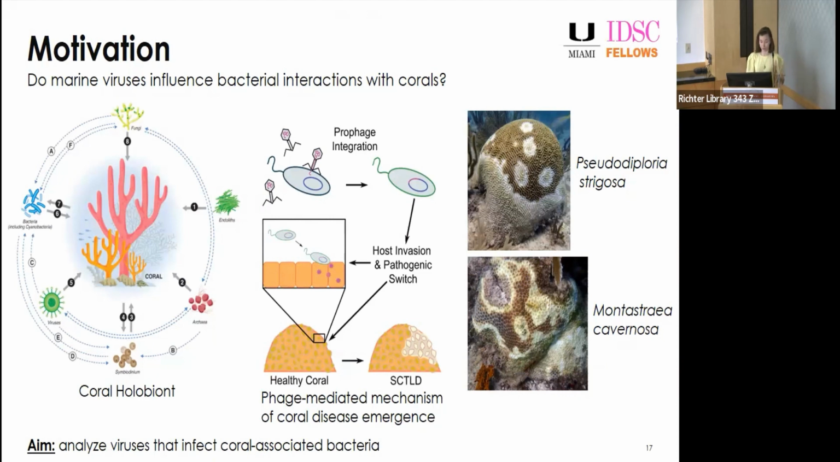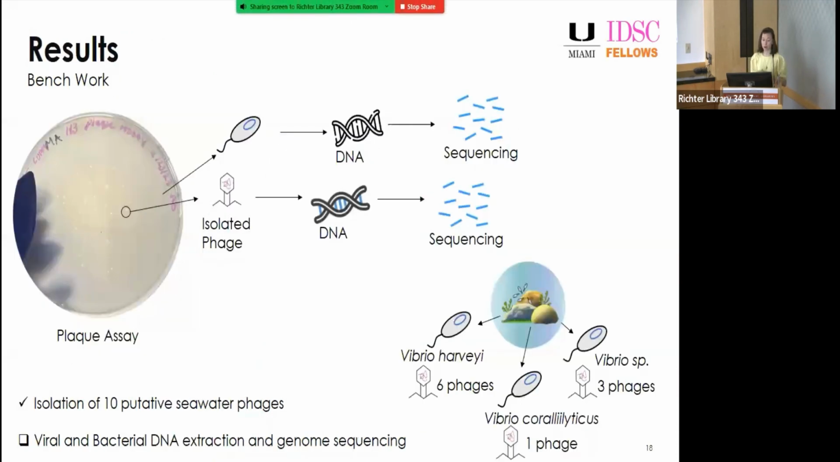So my aim is to study these marine viruses and their interactions with corals and bacteria that are associated with corals. So far, by working in a lab, I was able to isolate 10 putative seawater phages that infect some Vibrio bacteria that were isolated from corals in Miami. And we do it in a lab through plaque assays. This is a method where you put bacteria and viruses in close proximity to each other, and if there's infection, you can see these transparent spots. I don't know if you can see them on the screen, but these transparent spots, we call them plaques, and one plaque is one infection.